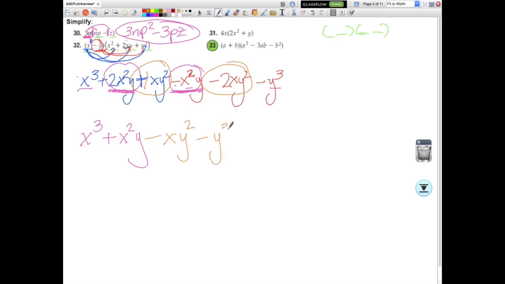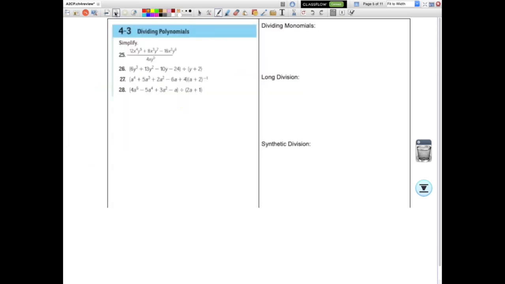And then now I'm ready to just bring down my minus y to the third. This is my answer, okay? I double distributed, and then I combined like terms, remembering when I combine like terms, I'm only changing and adding and subtracting those coefficients, those numbers in front.